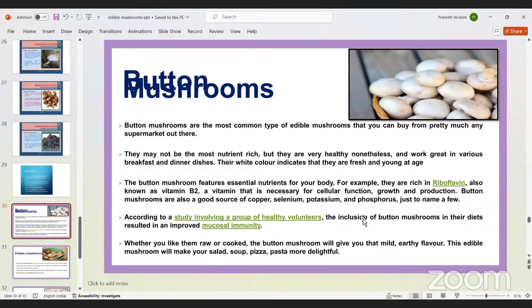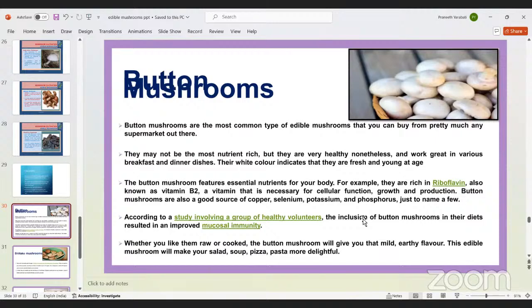According to a study involving a group of healthy volunteers, the inclusion of button mushrooms in their diet resulted in improved mucosal immunity. Whether you like them raw or cooked, button mushrooms will give you that mild earthy flavor. They may be used in the preparation of salad, soups, pizza, pasta, or more. So we can consume them in different ways.